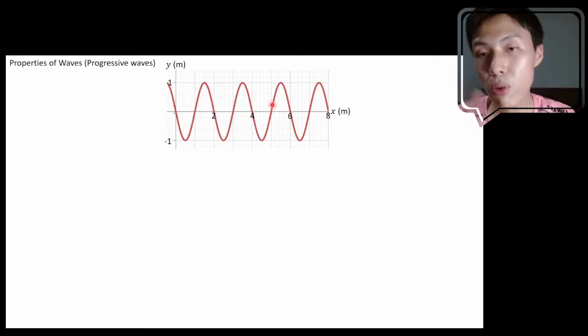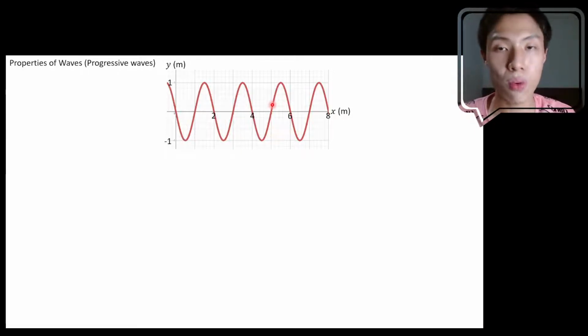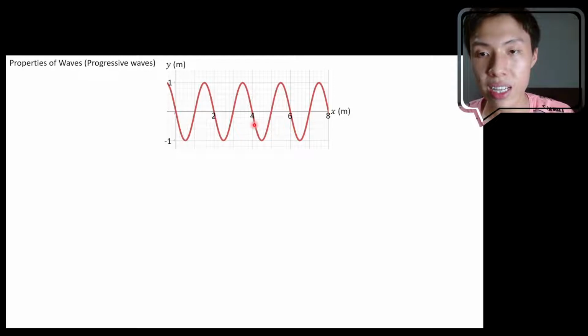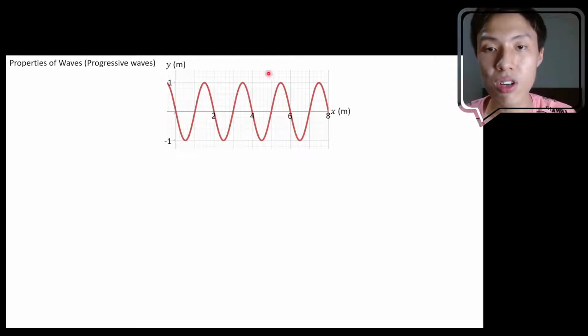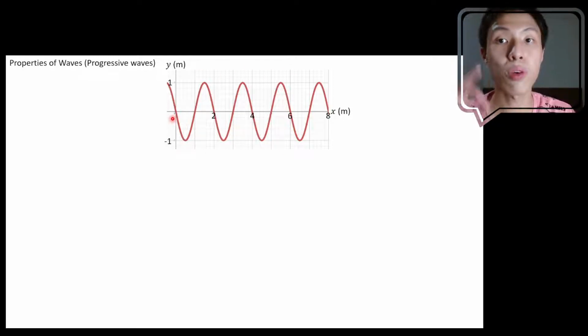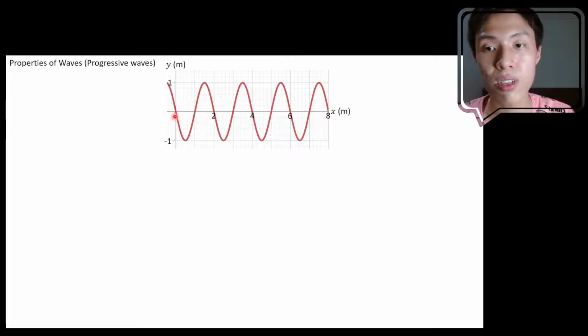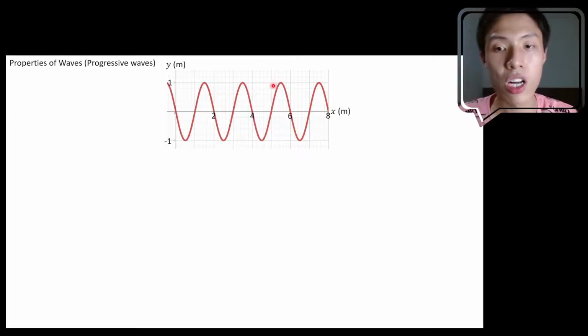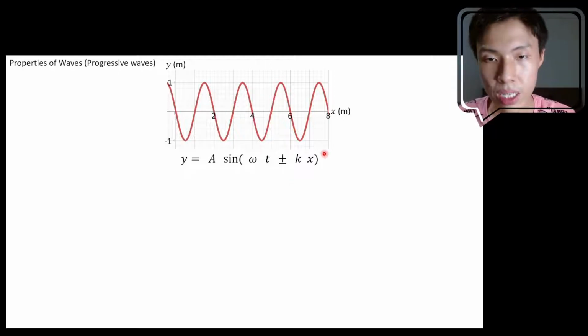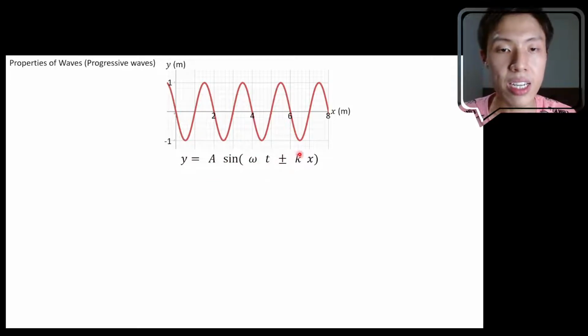Before we start looking at what kind of graph we can sketch, let's try to get an equation for the wave that we are seeing here. We'll be using knowledge from the previous video to determine the equation for this situation. We know that the equation will have this form: y equals A sine of omega t plus or minus kx. So this is the equation that we have.